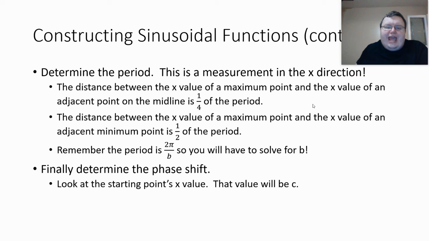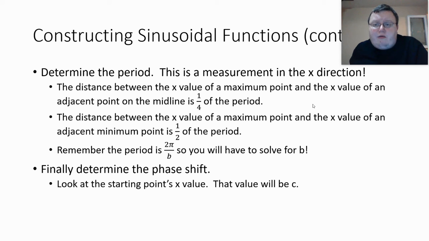The distance between the x value of the maximum point and the x value of the next adjacent point on the midline is a fourth of the period. That's what I was talking about a minute ago, how we figured out where that next point was going to be when we were graphing. It's a fourth of that distance. You go from a maximum, or I could say even a minimum, to the adjacent point on the midline, it's a fourth of the period. The difference in the x coordinates.